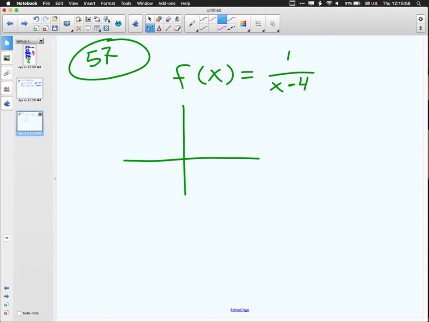So it's 1 over x minus 4. What does that mean? It's shifted to the right 4 because we've changed the x part to x minus 4. So obviously 4. And it looks something like this. Okay? And we're trying to find the area from 3 to 5.